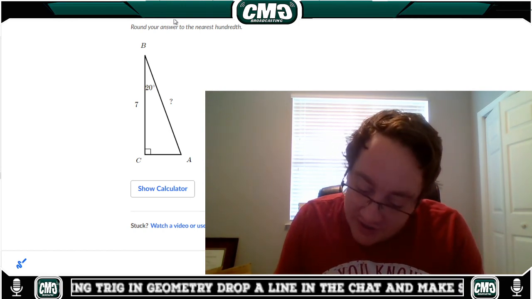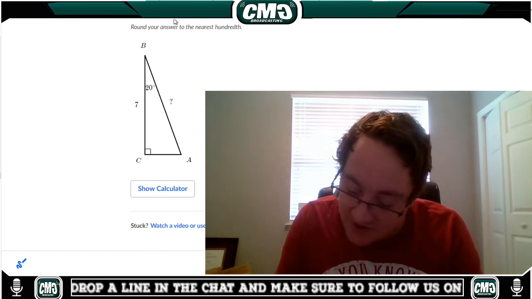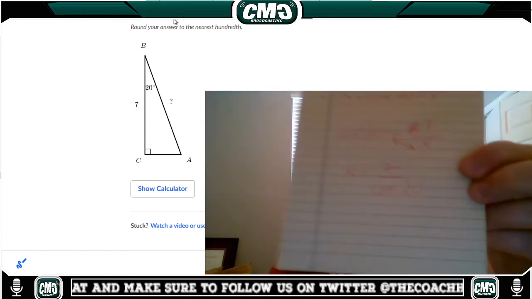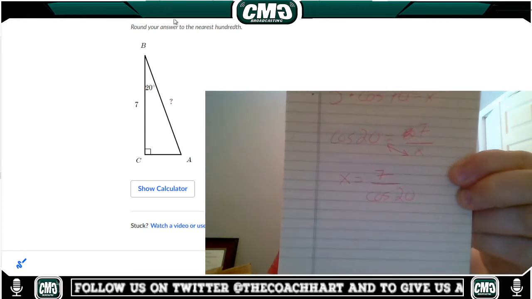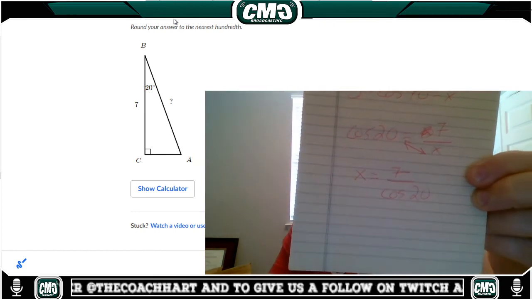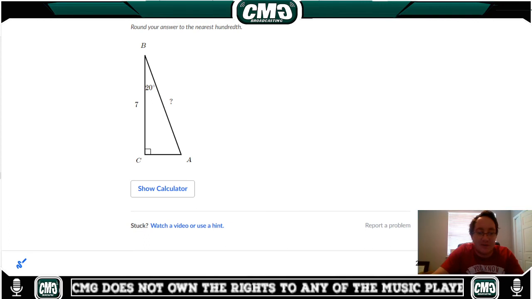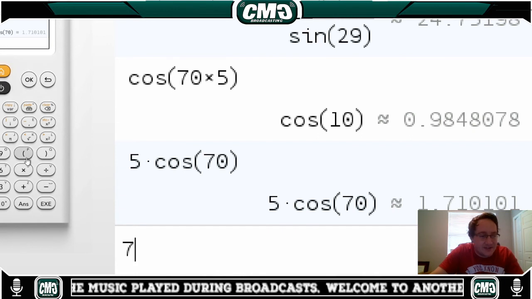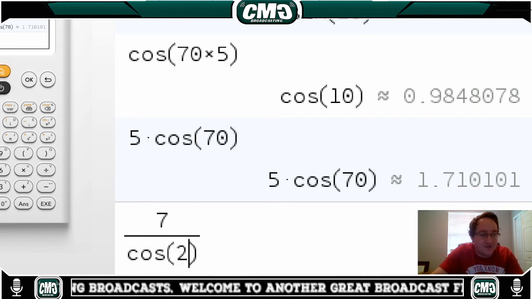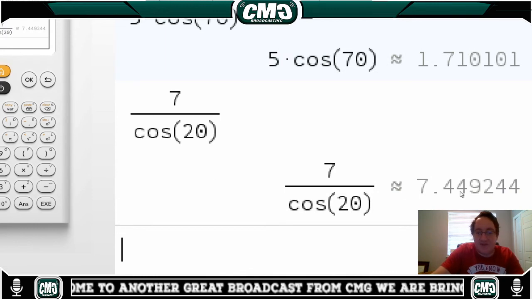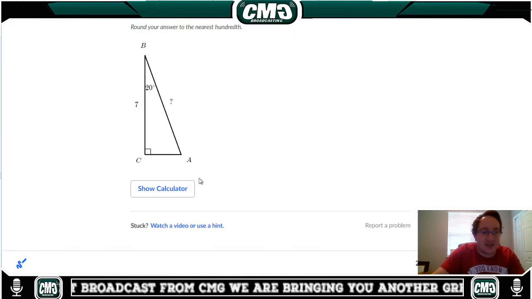Now, remember, like I said with these, we're just going to quick switch. And we're going to switch where x and that cosine of 20 are. And that's going to give us 7 divided by the cosine of 20. But now that it is 7 divided by the cosine of 20, we get our answer as 7.449. We're going to those hundredth decimal places, so 7.45.